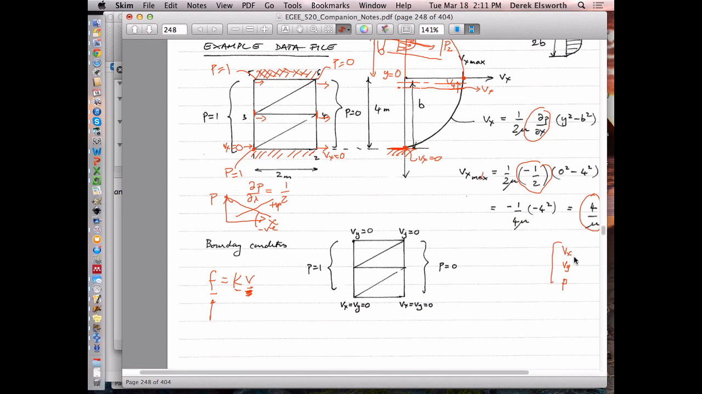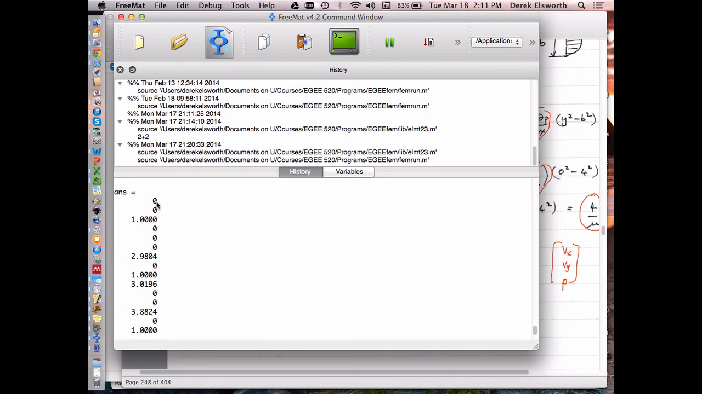So this is velocity in the x direction at node 1, 0. Comes out with what you should do. Velocity in the y direction at node 1, 0. Pressure is equal to 1. Well, that's not very difficult because we've prescribed all of those. Node number 2, velocity in x, 0. Yes, it's stuck to the boundary. Velocity in y is 0. And the pressure prescribed is 0 also. Next node up, node 3.